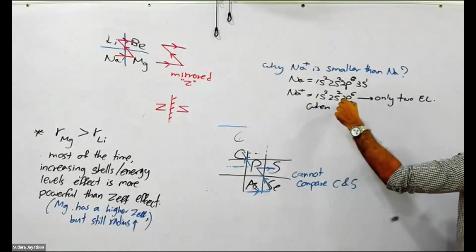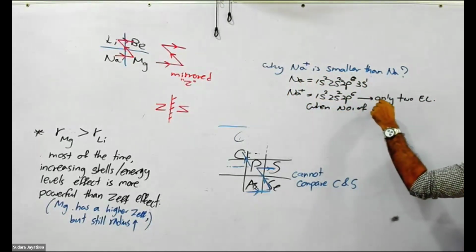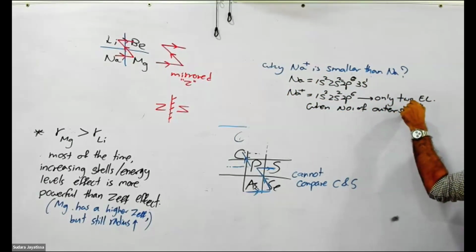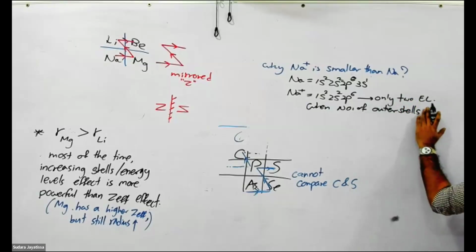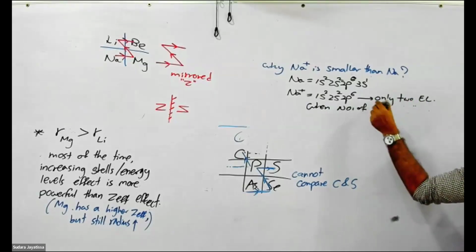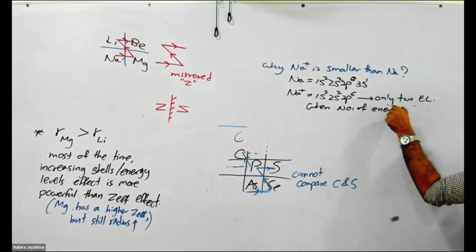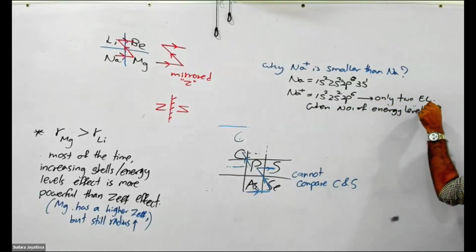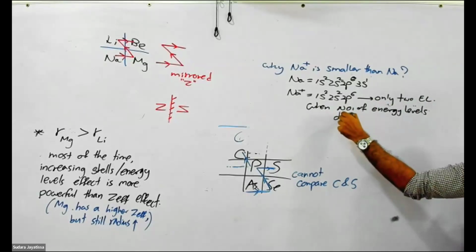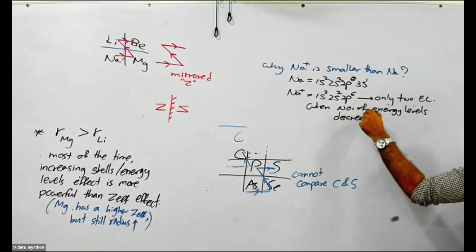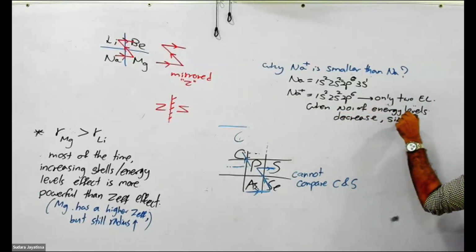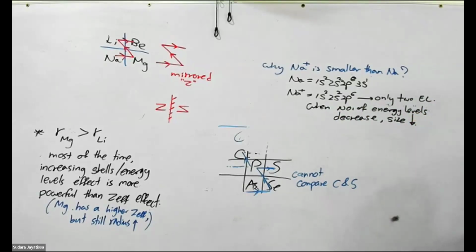When the number of outer shells decreases, the number of energy levels decreases, so the size decreases. You have to understand it properly.